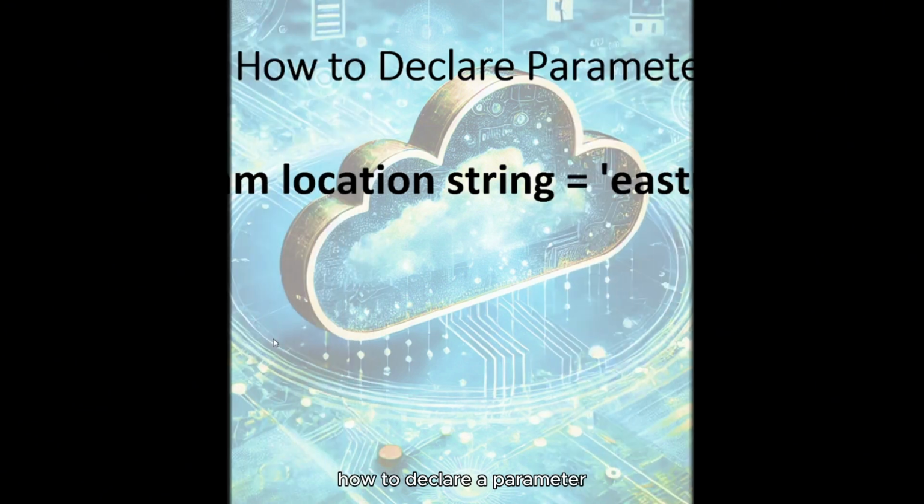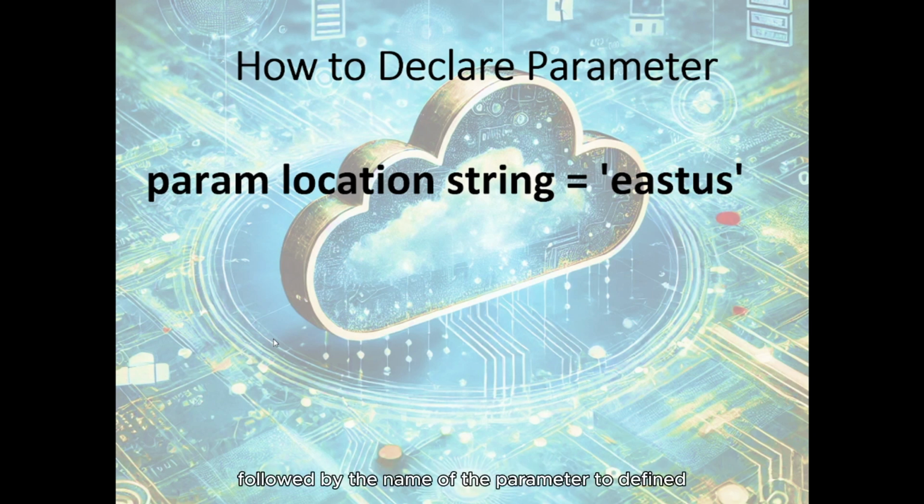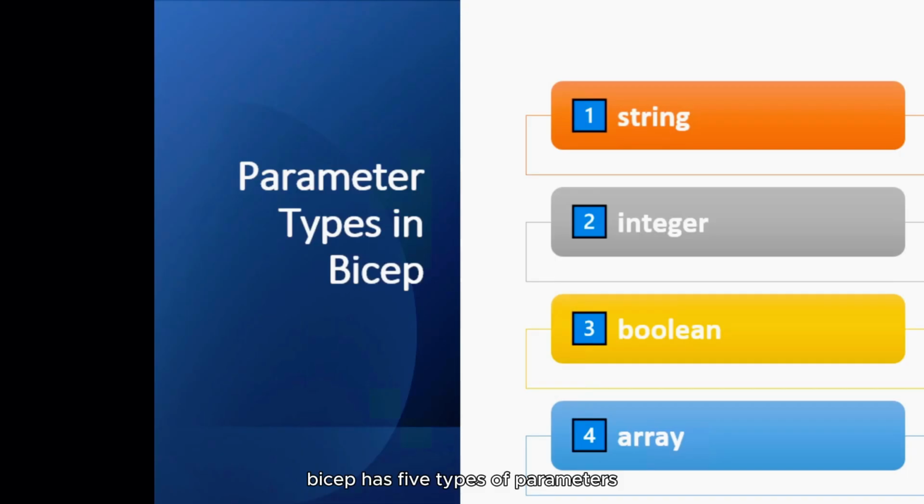How to declare a parameter? We usually declare a parameter with the keyword param followed by the name of the parameter to define and the type of parameter. Then if you want to pass in a default value, you use equals to and define the value of the parameter. This will be the default value which will stand when no other value is passed in to override the value. Bicep has five types of parameters.